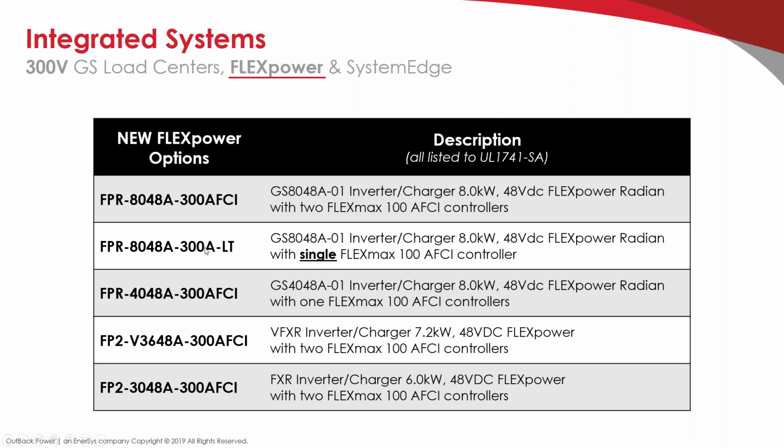These are the new part numbers for the FlexPowers that will be available with the AFCI charge controller. As you can see, we've slimmed down our options here, so we're really focusing on the best value products. We'll be offering an 8 kilowatt version with a single charge controller. This is because if you have an 8 kilowatt inverter, you may not need 2 FlexMax 100s worth of solar and charging. In many cases, a single 7,000 watt PV array with a single charge controller is sufficient for an 8,000 watt inverter system. So we're offering 3 FlexPower Radian systems.